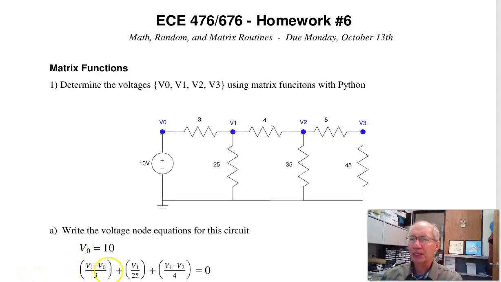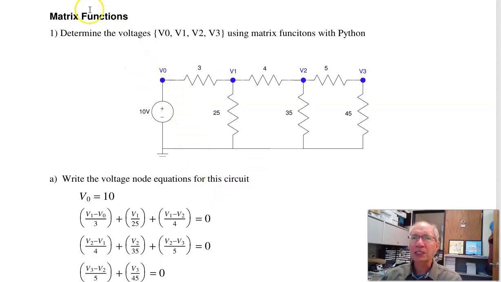Now the first problem is, here's a circuit. Find the voltages using voltage nodes and matrix math. So going back to circuits, the approach is, I've got 4 nodes. I need 4 equations for 4 unknowns. Node 0 is easy. V0 equals 10.